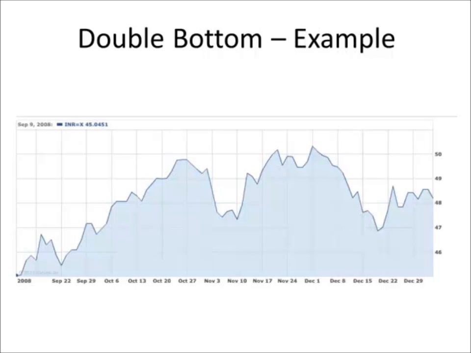To our example now, and the chart I have here is again of the rupee, which we had in the early part of the lecture. This is the Indian rupee against the dollar, and it starts from September 2008 and goes on until December, pretty much the end of 2008, maybe early January even. So again, the double bottom should be easily identifiable here. It's right in the middle of the graph. So let's quickly look at it.